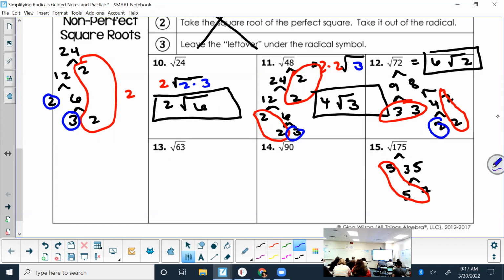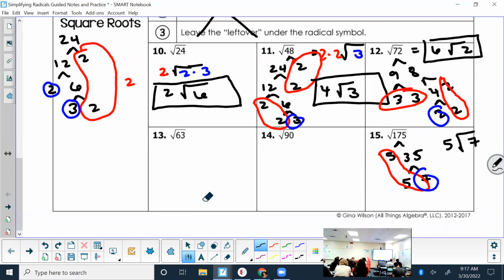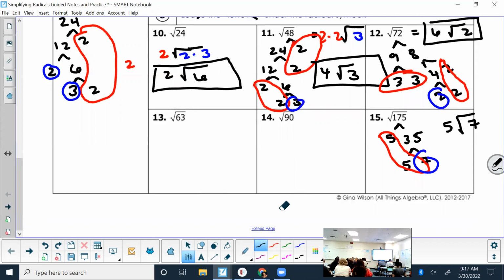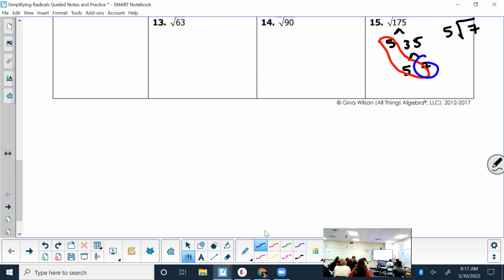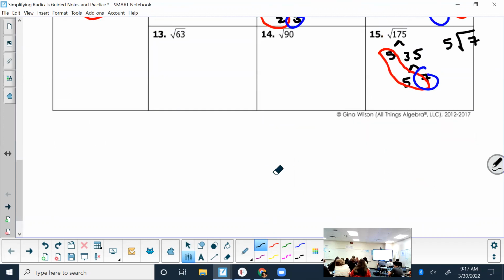So the pair of 5s gets to escape, goes outside your radical. Inside, you have that leftover 7. All right, so any questions about that? Okay, real quick. So just give me 1 second. Don't pack up yet. Write this down.